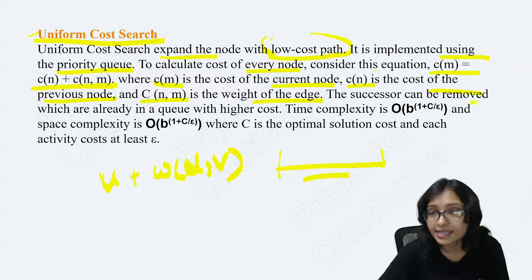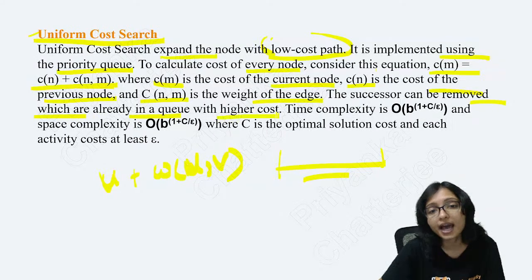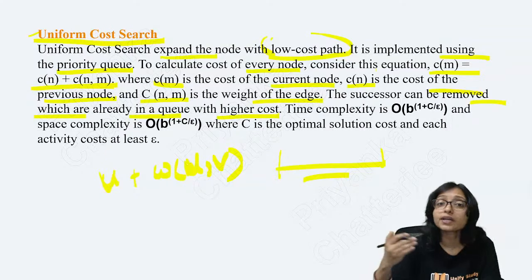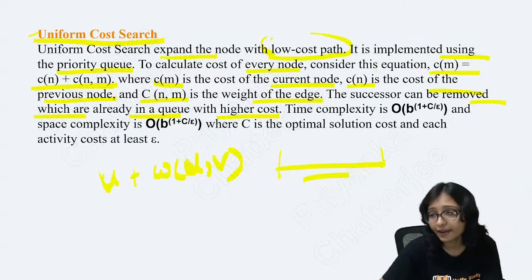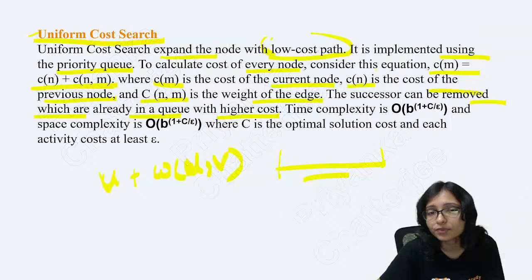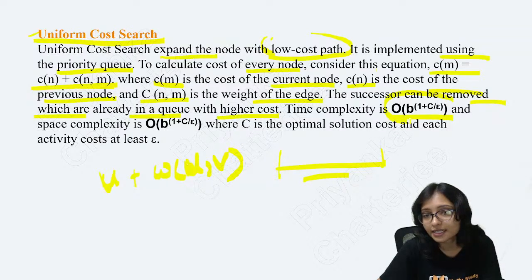The successors which are already in the queue with a higher cost can be removed. As we are preparing the priority queue, the one with the higher cost will be removed, and the one with the lower cost we will take. Same concept here also: open and closed, two queues we will maintain. So here the time complexity, you can see, remember.